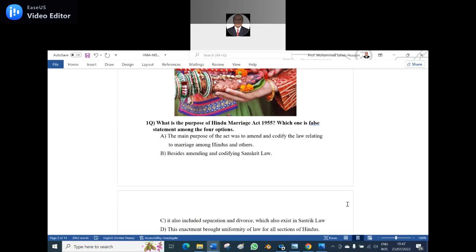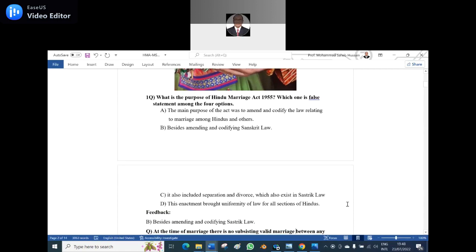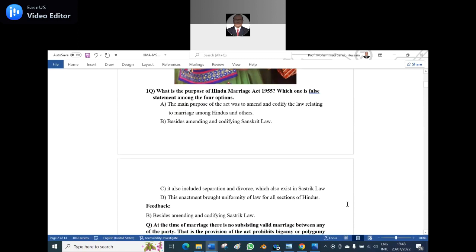I said, which is false. Option C, sir. Wrong. Option A, sir. Option B. Wrong. You are giving the chorus answer at the time. Now, no chorus answer. Option D, sir. Wrong. What is left? B is left, sir. Besides amending and codifying, there is no Sanskrit law. Besides amending and codifying, Shastric law. S-H-A-S-T-R-I-K. Shastrik.